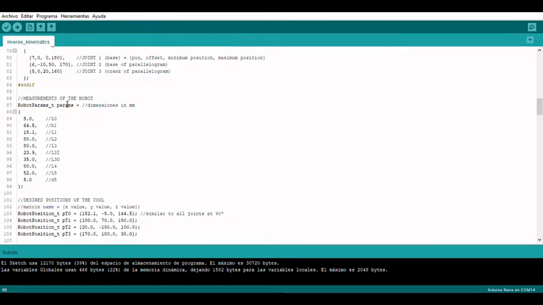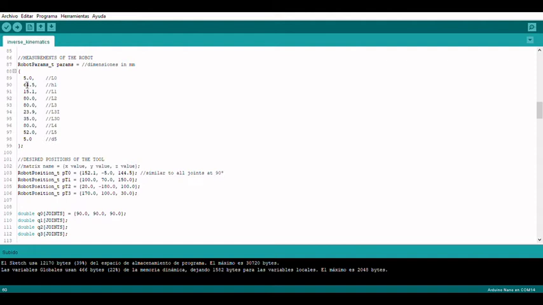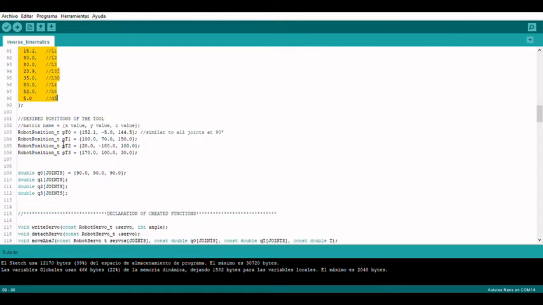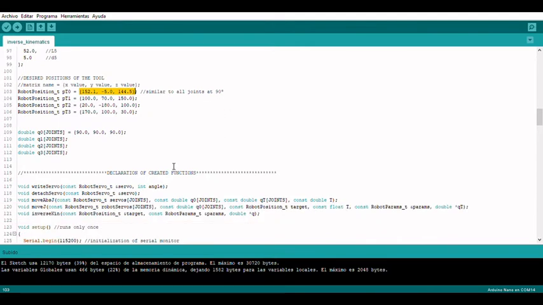So this is the same, but now we are putting the values of the parameters. These values can be consulted in the slides, and you will see that these are the values of the robot. And here, using this new data type, which is robot position, I have put some values. This first one has been calculated so that it coincides with the position that the tool has when all joints are at 90 degrees, which is considered the home position.